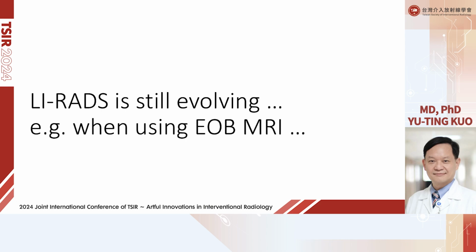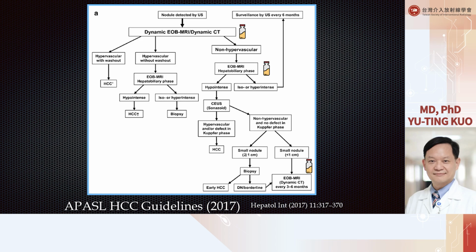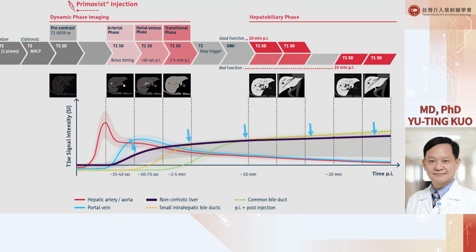LIRAD is not a very strict category system. It's still evolving, such as when using Primovist MRI, also called EOB-MRI. Because with EOB-MRI, this contrast agent can be taken up by OATP receptors and go into hepatocytes. And in Asian guidelines, a lot of EOB-MRI applications have been issued and published. We try to make the sensitivity higher. But because the EOB contrast agent can increase the parenchyma signal intensity, which is not the same as when we use extracellular contrast agent, the LIRAD system has restricted the washout appearance to the portal venous phase.